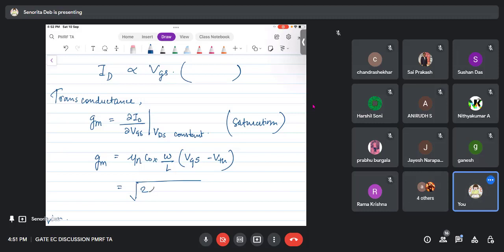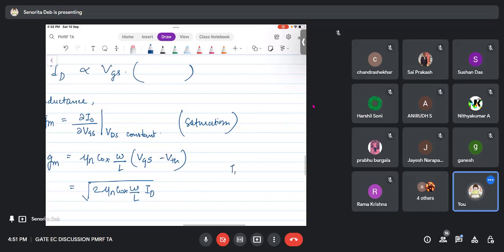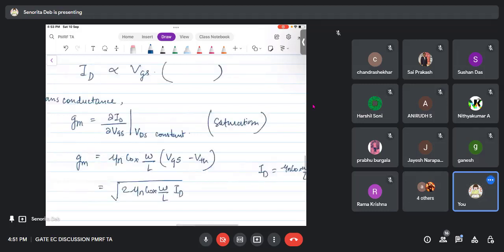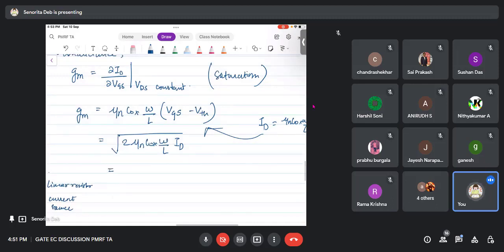Is there any doubt here from where I am getting this? ID we knew, that we got mu n COX W by L VGS minus VTH square. So from here I am just substituting the value of VGS minus VTH, and we will arrive at an equation with respect to ID. And from here you will also arrive at, if you substitute W by L, another equation. Three equations. Now when to use what?